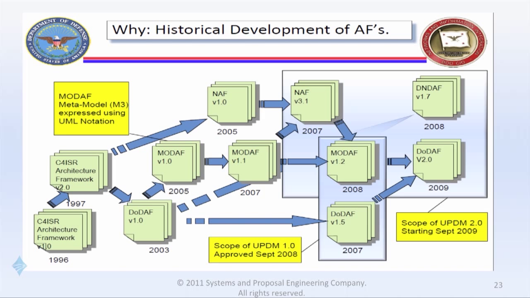The C4ISR architecture framework was already influencing NATO, and the DoDAF first version was a major influence for the development of the Ministry of Defence architecture framework in the UK. DoDAF 1.0 also was an influence for the Canadian architecture framework, and that's up in the upper right-hand corner. The NATO and the Ministry of Defence architecture frameworks developed somewhat in parallel over the next few years.